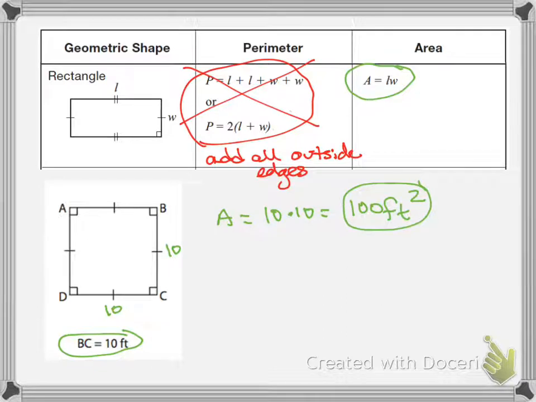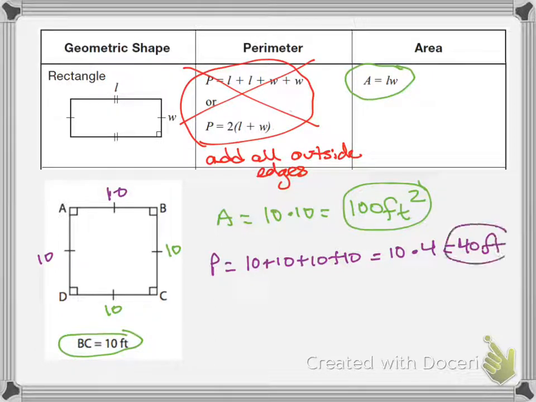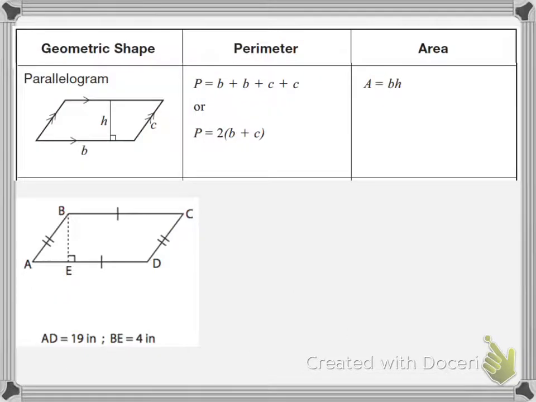Now, if we do perimeter, we have more 10s over here, and we could do perimeter is 10 plus 10 plus 10 plus 10, or 10 times 4, which is 40, and in this case, it's just feet because it's not area, it's perimeter. All right, next.